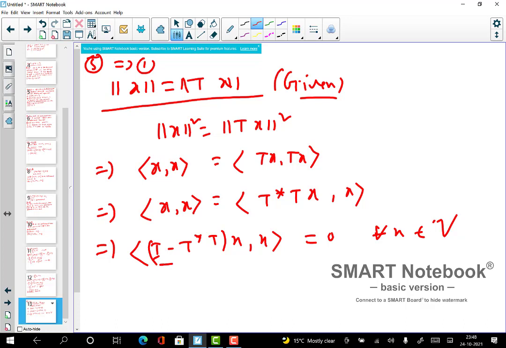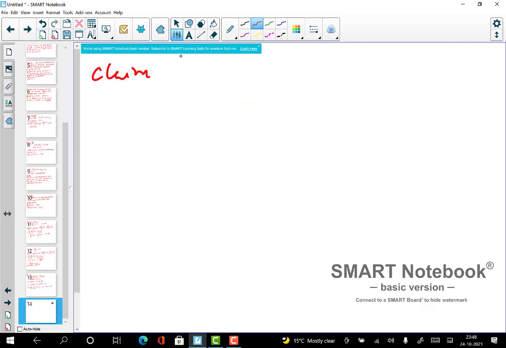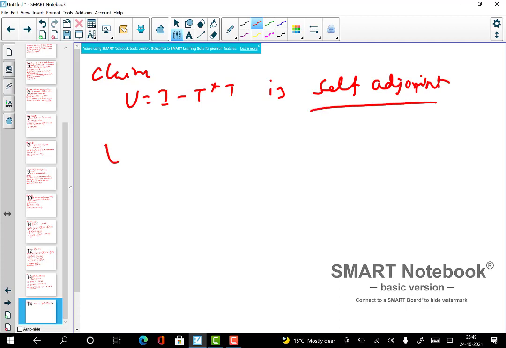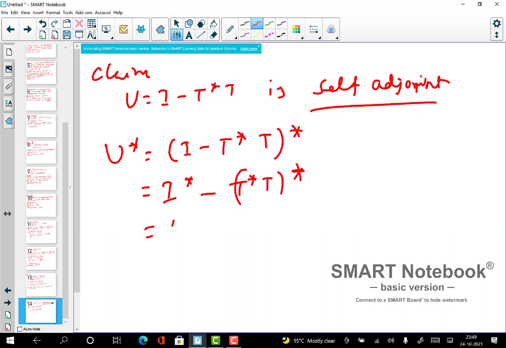Now we will claim that this operator is actually a self-adjoint operator, and if for a self-adjoint operator this is true, then actually the operator has to be 0 itself, right? Now how do we prove this? So our claim is that you define this, say U, which is I minus T star T, is self-adjoint or Hermitian, whatever. Well, that is obvious because U star equal to (I minus T star T) whole star, which is nothing but I star minus (T star T) whole star. So this is I minus again T star T, which is right. So U is a self-adjoint operator.